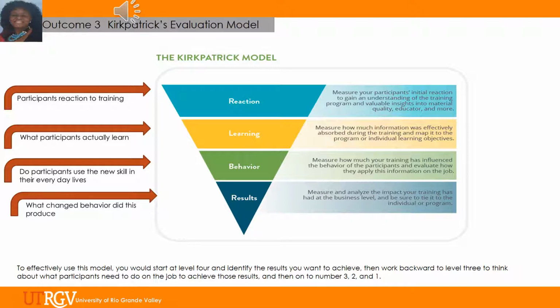And here is a snapshot. Those 3 ways are to improve future programs. It determines whether or not a program should be continued or dropped, and it justifies the existence of a training program within the organization.